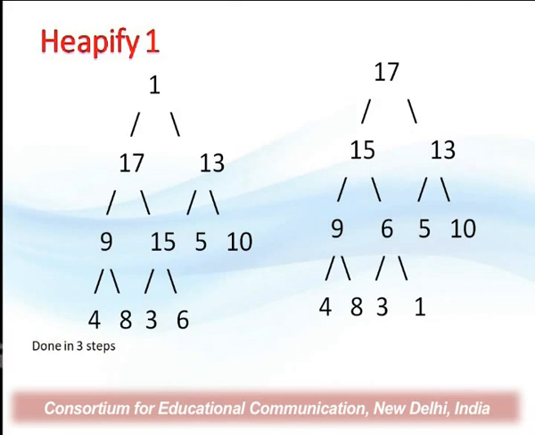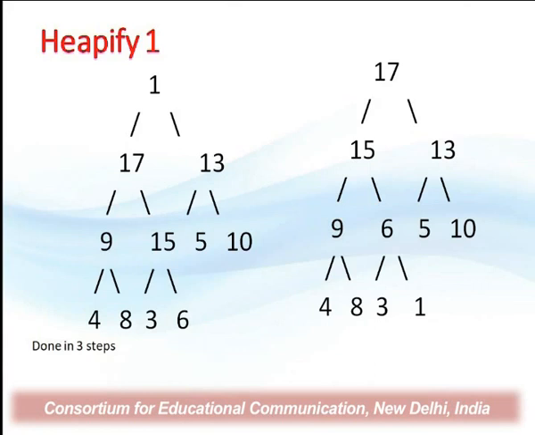So what is happening here? 17 will take the position of 1, then 1 will percolate down to the position of 15, and then again 1 will percolate down to the position of 6. So basically 3 steps: 1 onto the second level, then 1 will come onto the third level, and then 1 will come onto the fourth level, because one swapping is going to hamper the max heap property of the other subtrees, as you can see on the screen.